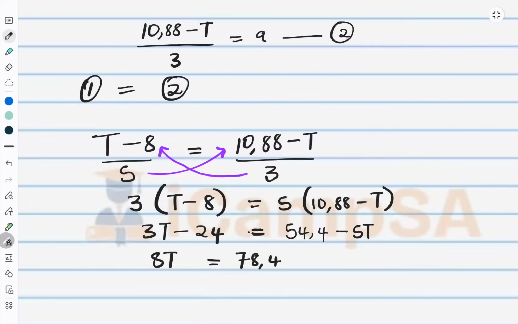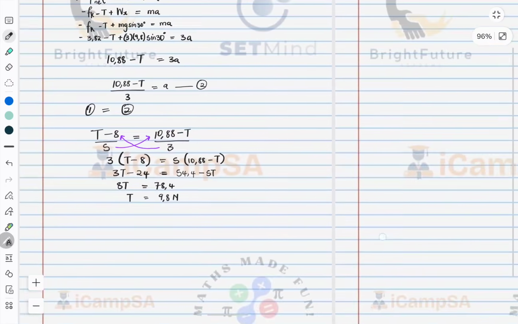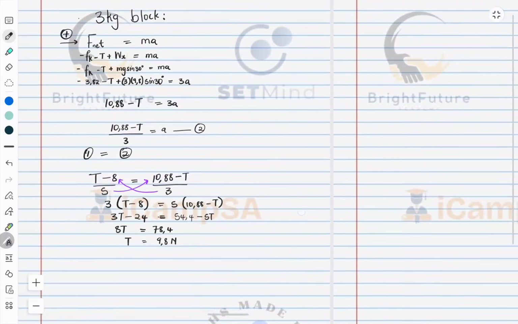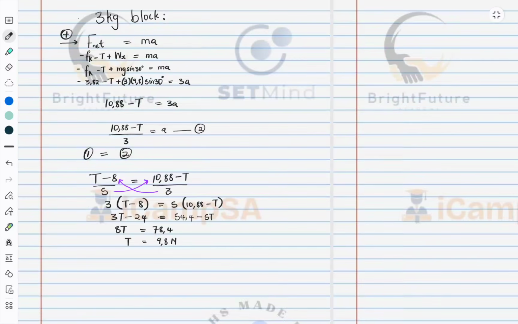Yes, 78.4 divided by 8. I get that my T is 9.8 newtons. So that's one way you would have done it. Okay, so yes, another way you could have taken these two equations.